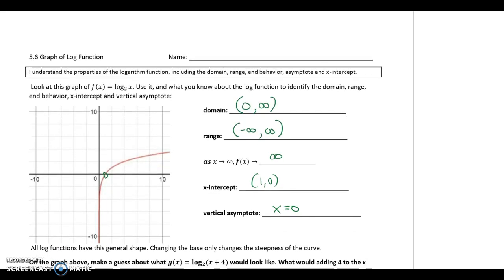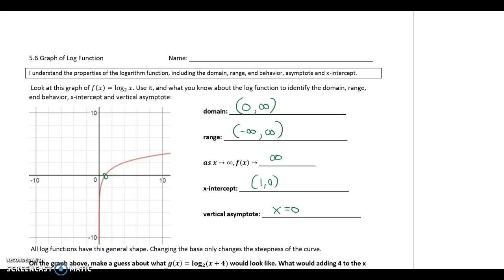Okay, so it's kind of a little review. So all log functions have this general shape. Changing the base only changes the steepness of the curve and make it either go up here or go down there. That's not for us to worry about at this time.